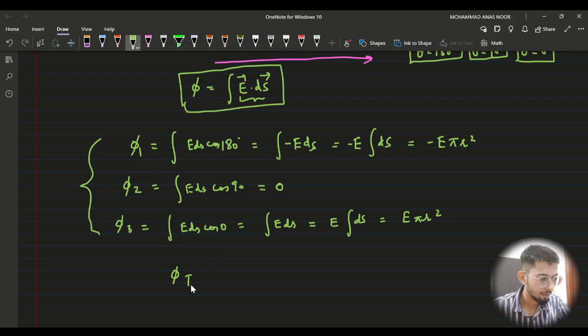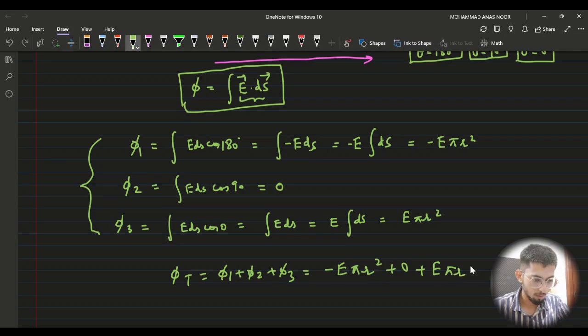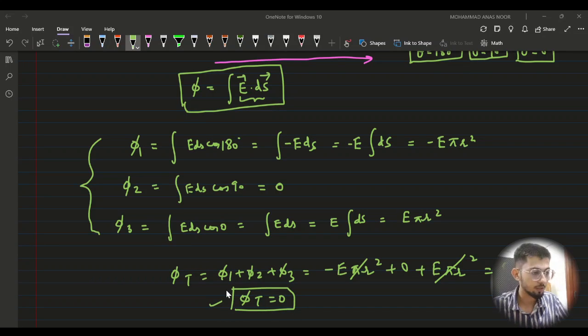So the total flux, when you add them, phi 1 plus phi 2 plus phi 3, is minus E pi r square plus 0 plus E pi r square, which you can cancel out, so it would be 0. The total flux through the surface, the net flux, is 0, and hence proved. Okay, this is how we do it.